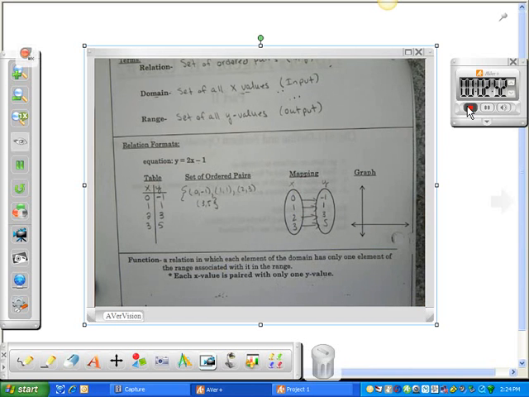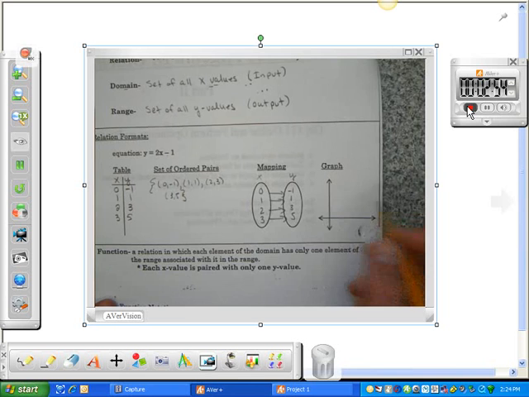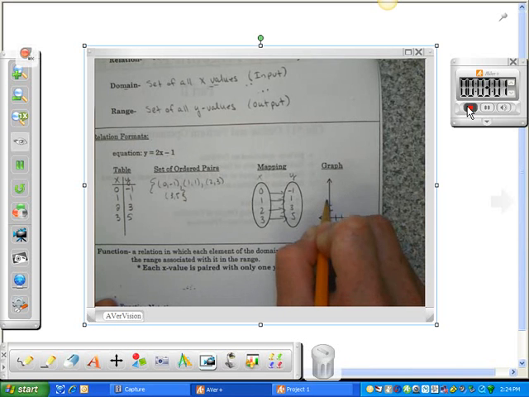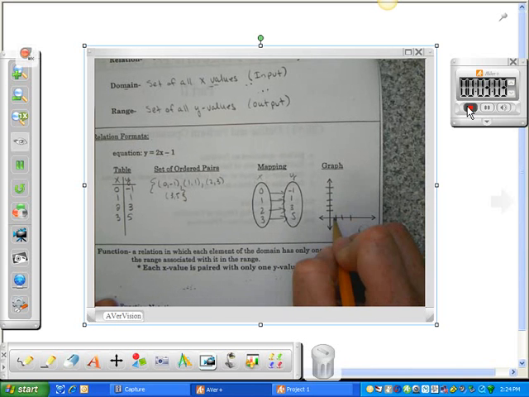We could also graph these. And we can just set up a quick little graph here. Zero, negative 1; 1, 1; 2, 3; and 3, 5.